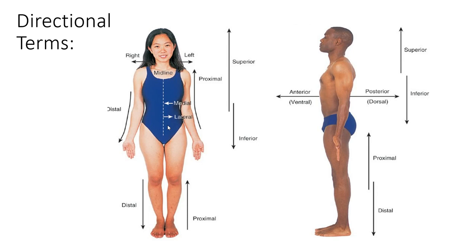The term superficial describes a position closer to the surface of the body. An example would be the skin is superficial to bones. Deep describes a position that is farther from the surface of the body. An example would be the brain is deep to the skull.